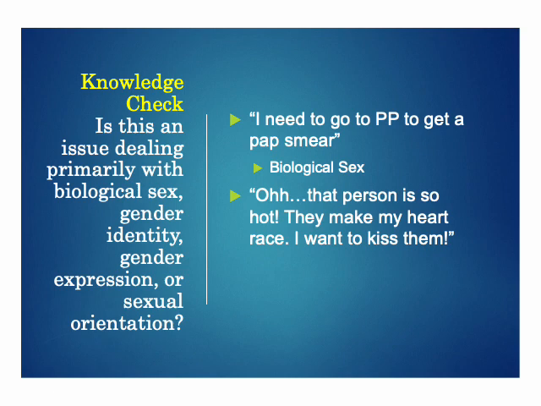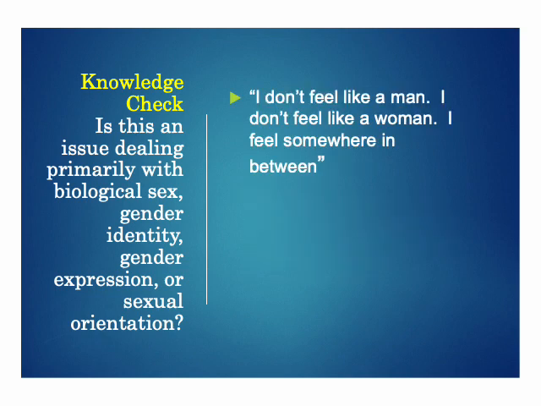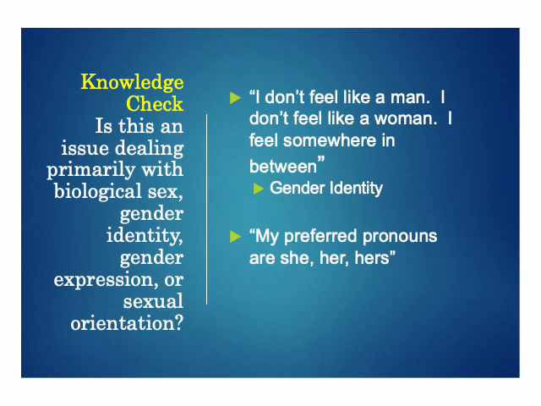Here's the second scenario. Oh, that person is so hot, they make my heart race. I want to kiss them. If you guessed sexual orientation, you are correct. I don't feel like a man. I don't feel like a woman. I feel somewhere in between. Is this biological sex, gender identity, gender expression, or sexual orientation? If you said gender identity, that is correct. And then finally, my preferred pronouns are she, her, and hers. And that is gender expression.